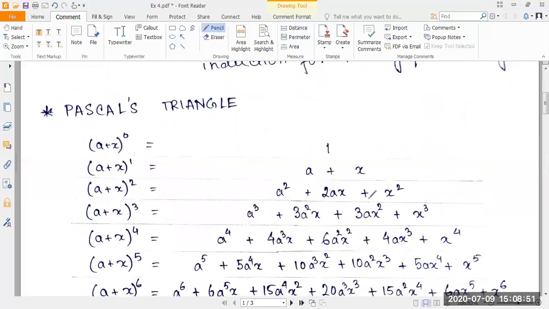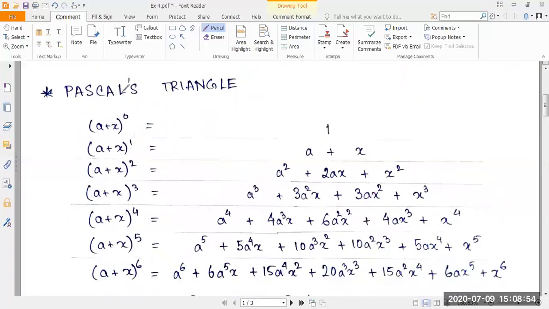So the next topic that we'll be covering is Pascal's triangle. This Pascal's triangle was discovered or illustrated by a person called Blaise Pascal. He was a French mathematician, physicist, inventor, writer, and Catholic theologian. Pascal's triangle is a table showing the pattern of coefficients in the binomial expansions for non-negative integral index.